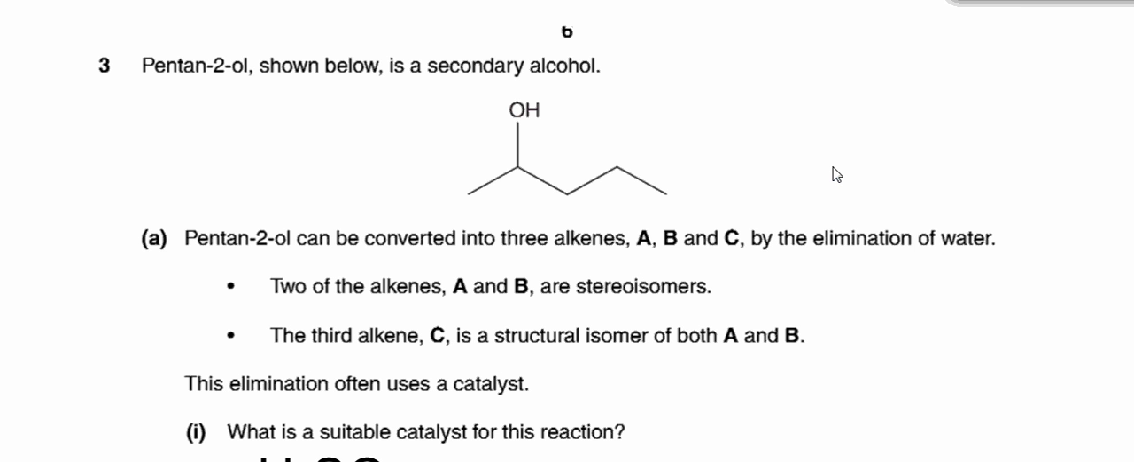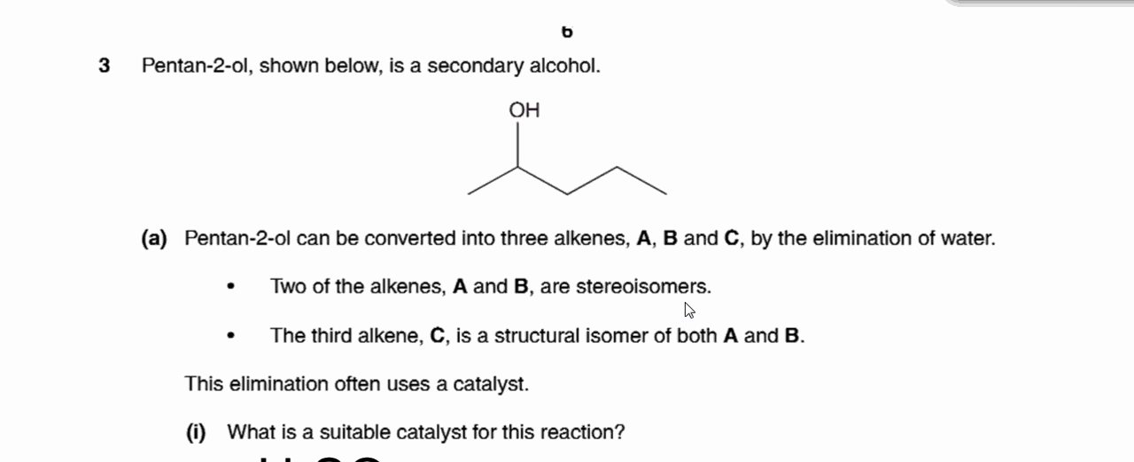F322 Jan 13, question 3. Organic chemistry now. Pentan-2-ol can be converted into 3 alkenes, A, B, and C, by the elimination of water. 2 of the alkenes, A and B, are stereoisomers. The 3rd alkene, C, is a structural isomer of A and B.